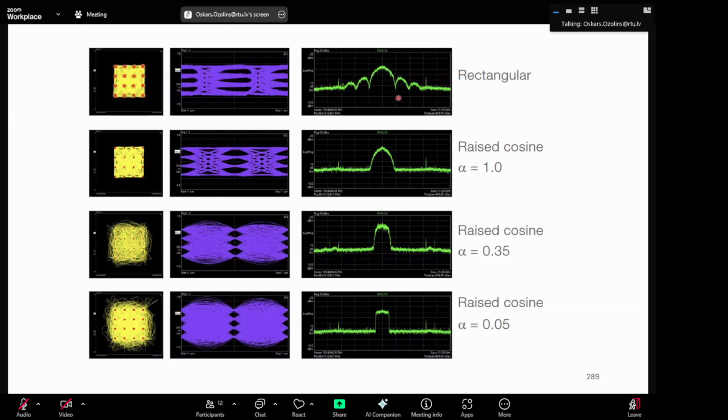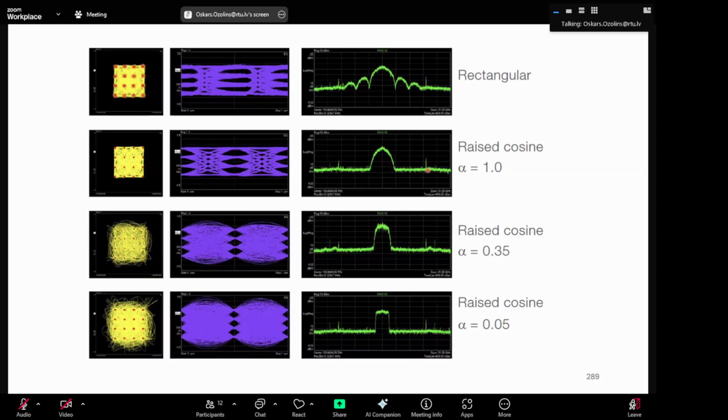So if you want to increase the spectral efficiency, then a raised cosine with a roll-off factor alpha of 0.05 is needed, because then you can squeeze more of the same channels next to each other. What do you gain? What do you lose? You lose the eye opening in this direction, which means that your signal is more sensitive to timing errors. But you live with this penalty.